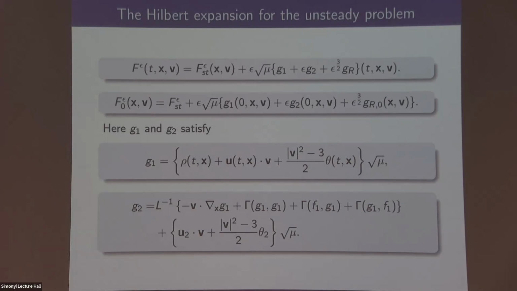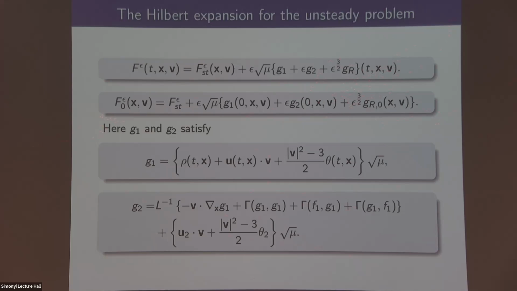Okay, so for the unsteady problem, when you have time dependence, we do a similar thing, except we expand around the steady state, F epsilon st, so this is the solution to the steady problem. It's not a Maxwellian. But then we put epsilon square root of mu g1 plus epsilon g2 plus epsilon 3/2 gr txv. Now I put the t, x and v dependence outside. And now it is epsilon to the 3/2, which, why do you do that here, not there? And the reason is because there's time dependence, and it changes the scaling.